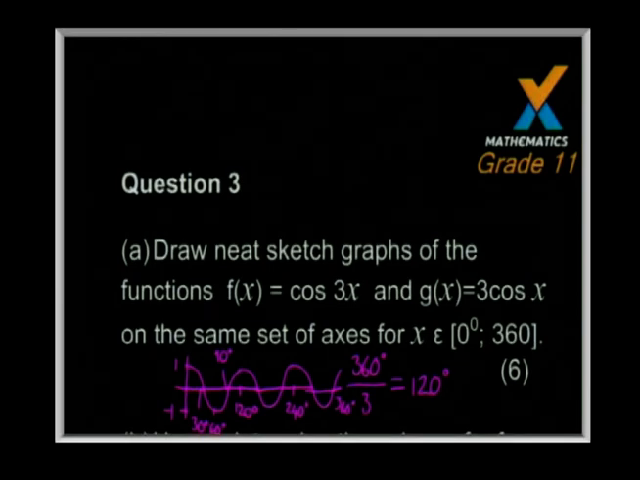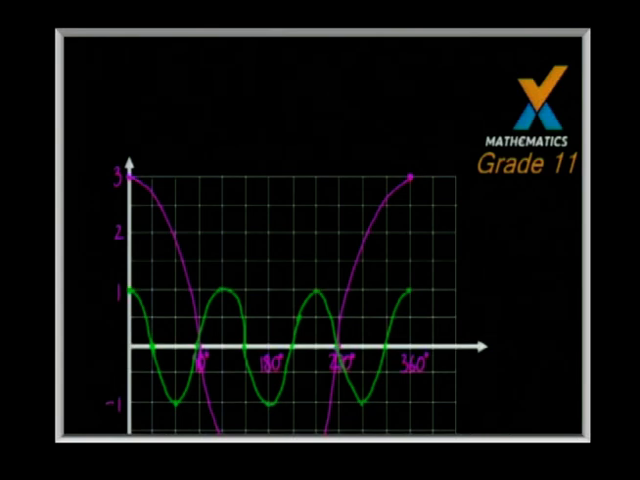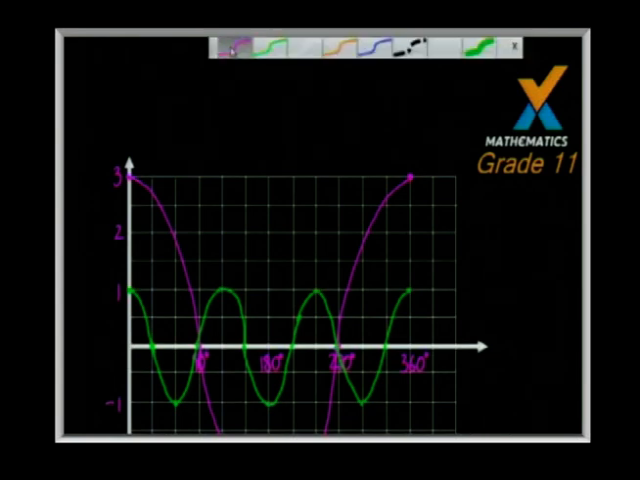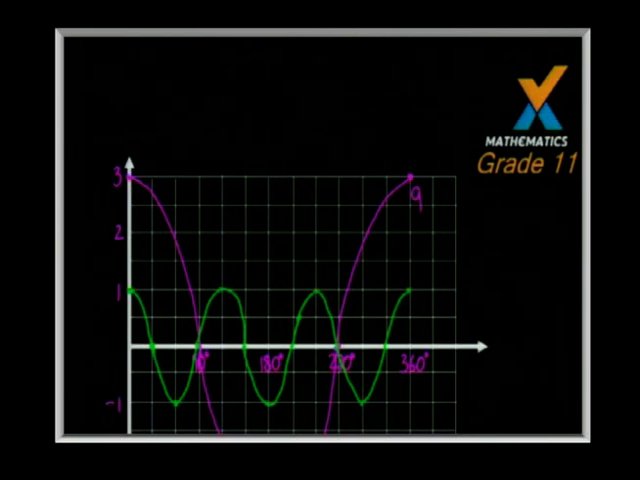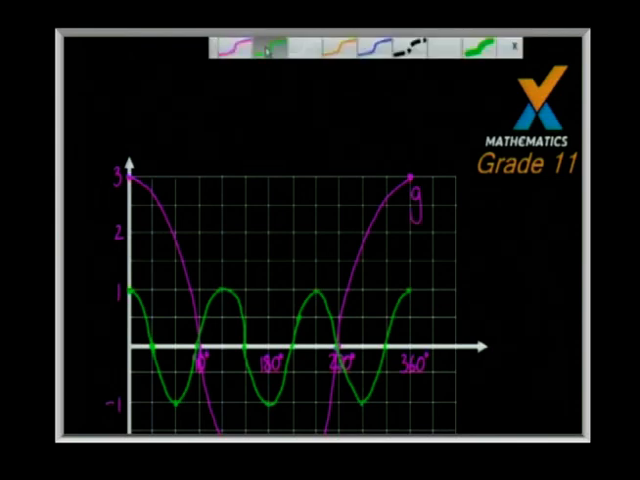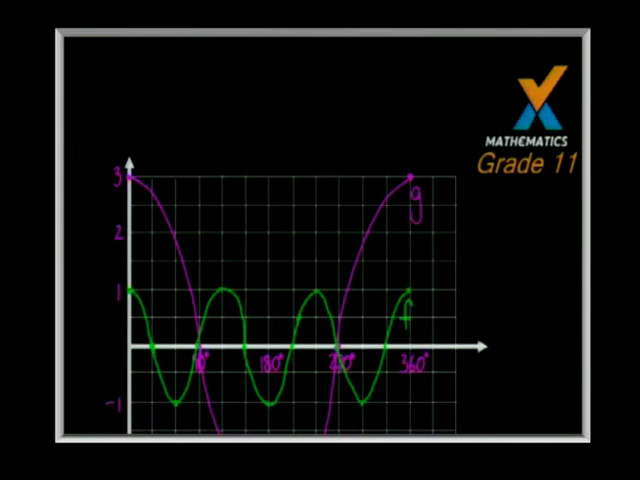Okay, we've now drawn both cos functions. It's important to label your functions so that your teacher knows which one you've drawn where and that you understand it. Let's go back and check the names quickly. f of x was cos 3x and g of x was 3 cos x, so the g goes up to 3. In other words, our pink one is g, and our green one is f.